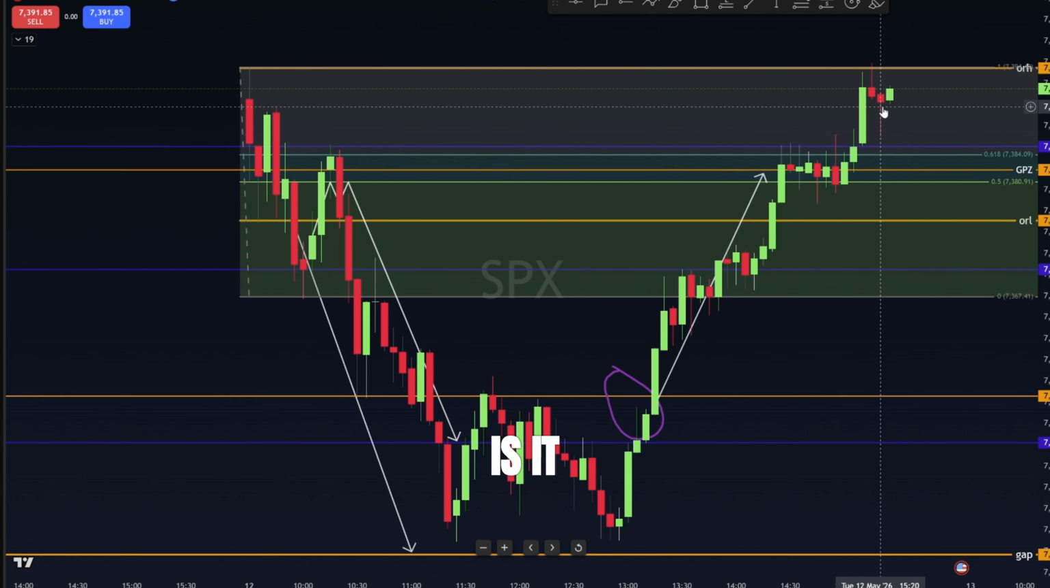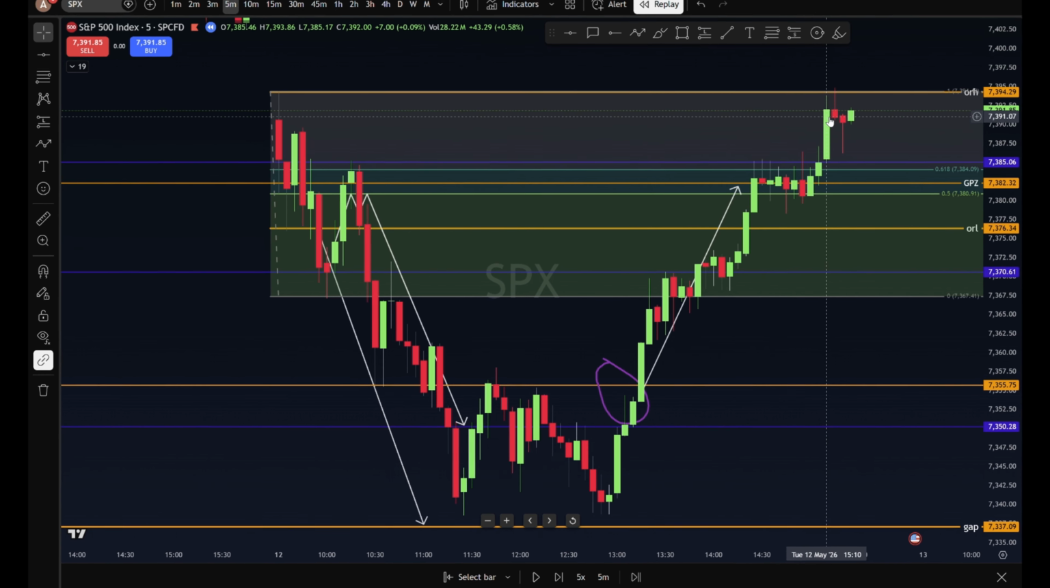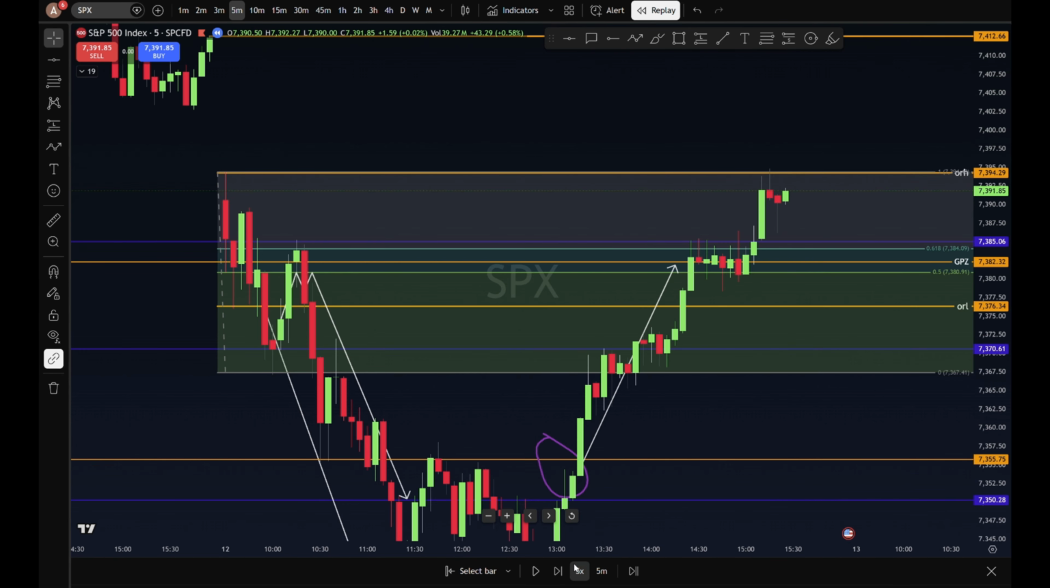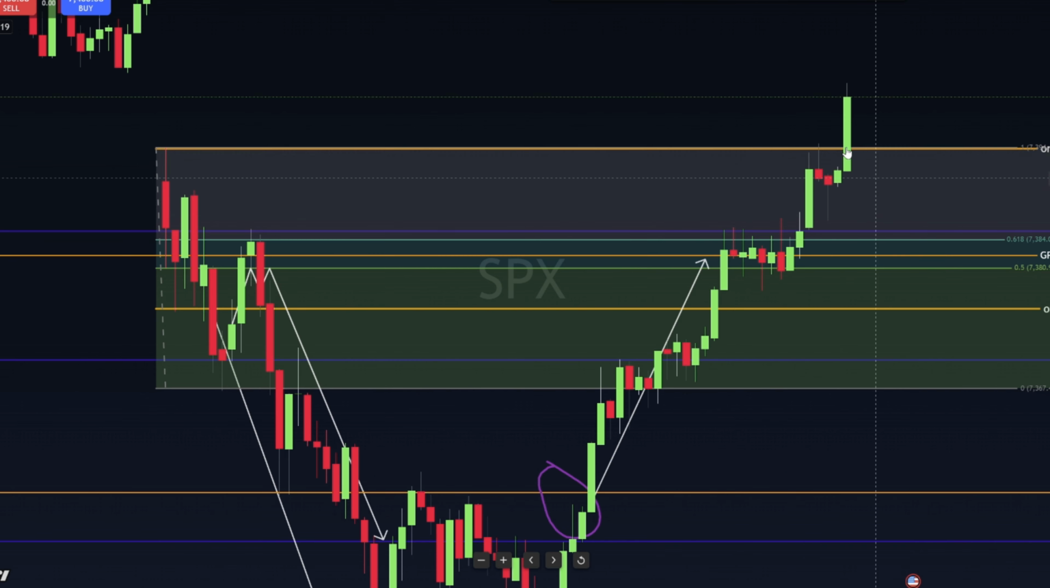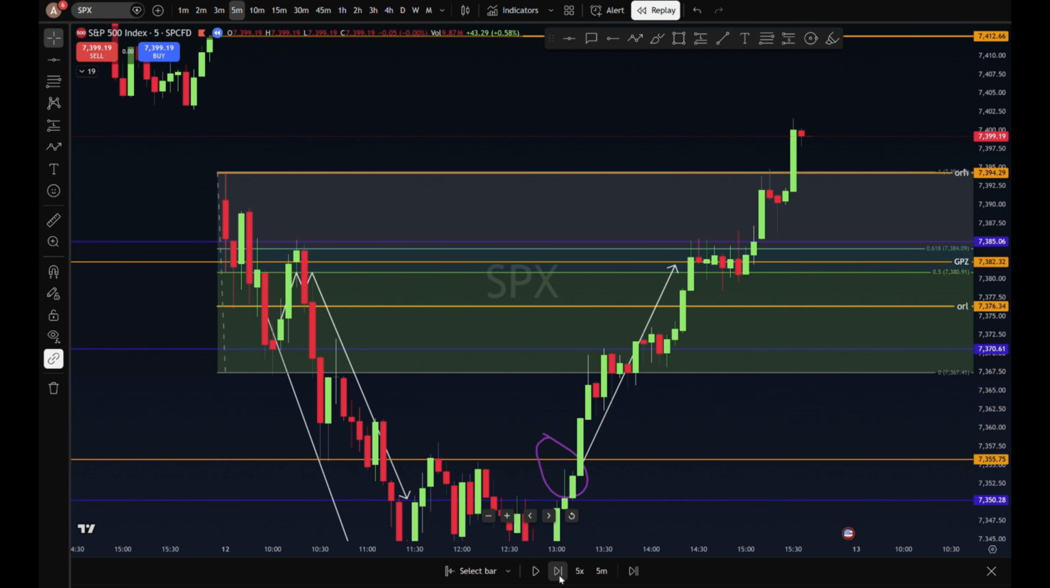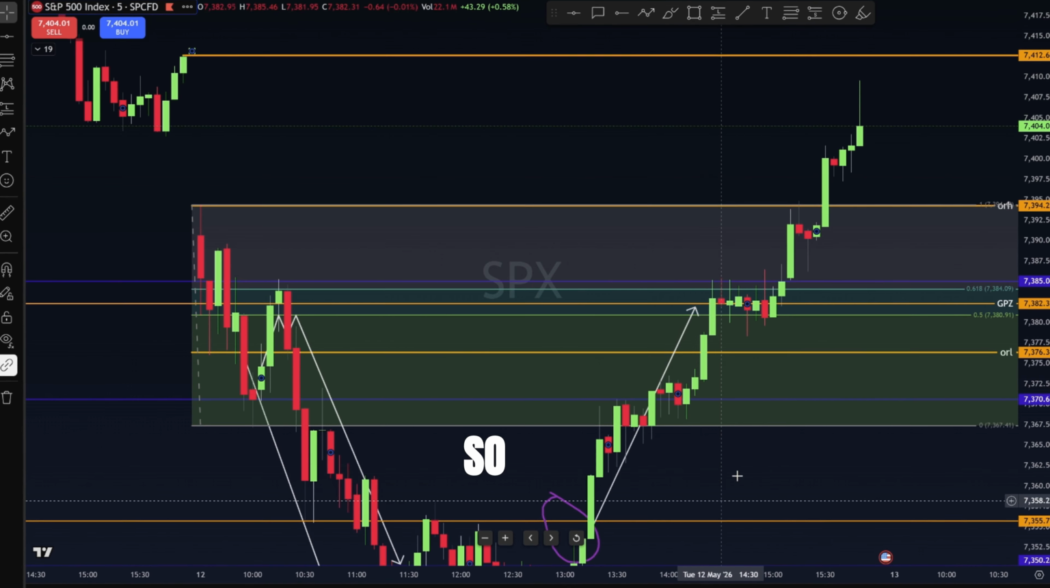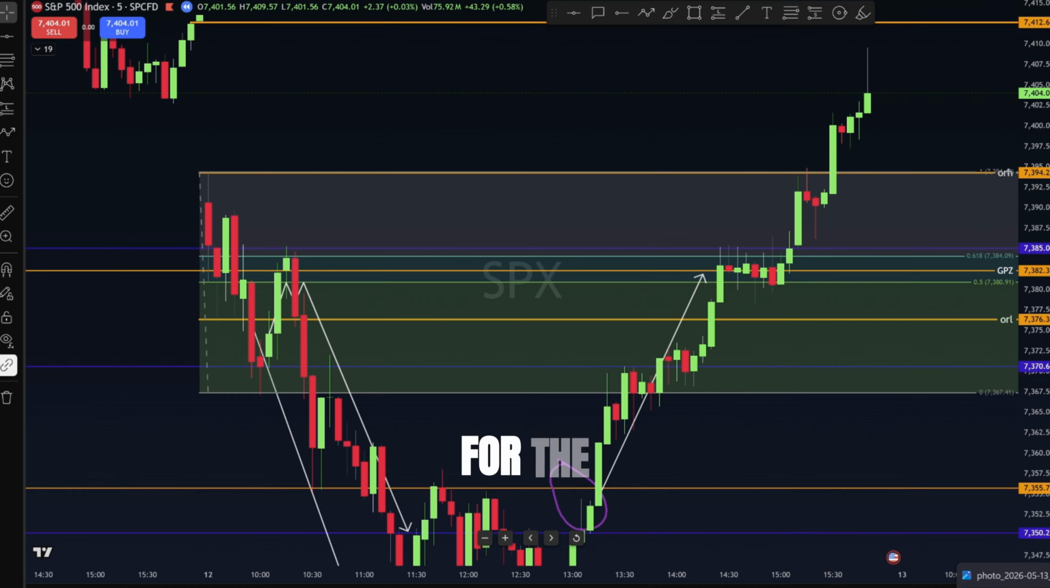What time is it? Yep, you see, it pumped all the way up there and touched opening range high. We have an upside gap as well. Not sure if it's gonna get filled or not. Yep, you see, it pumped almost to the gap. So this was for the reversal.